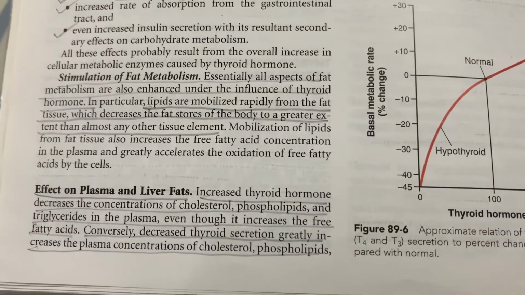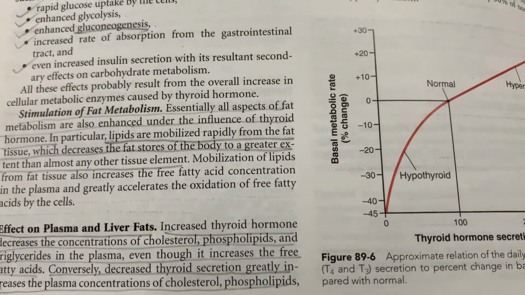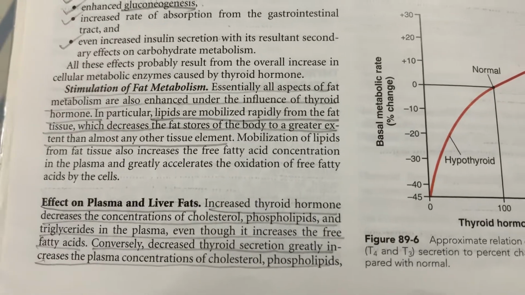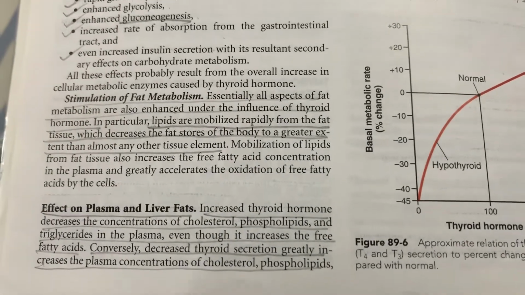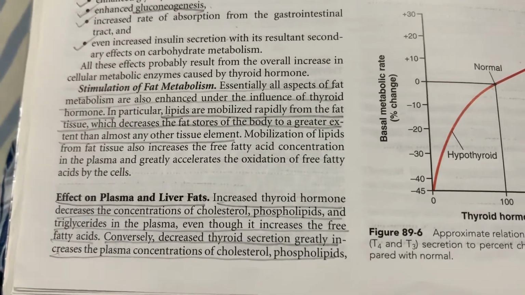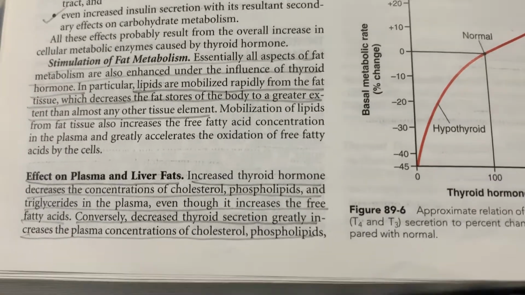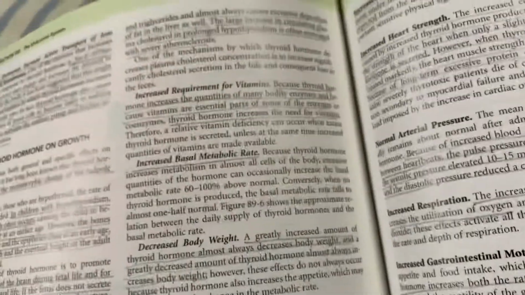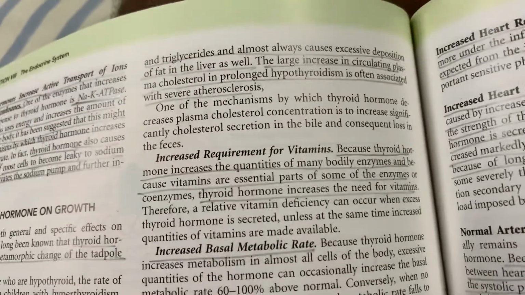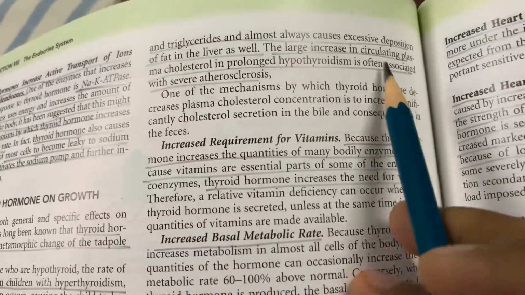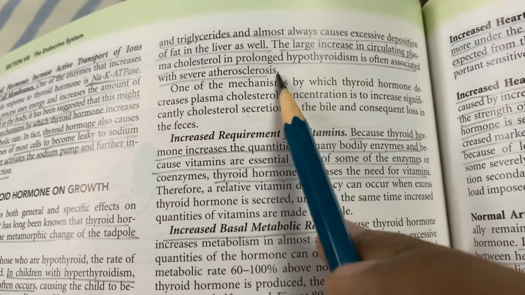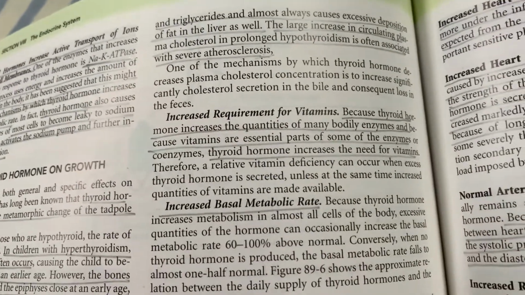And then the effect on plasma and liver fats. So increased thyroid hormone decreases the concentration of cholesterol, phospholipids and triglycerides in the plasma, even though it increases the free fatty acids, okay? And the converse happens in hypothyroidism. So that is why hypothyroidism is often associated with severe atherosclerosis, because there is no mobilization of the fatty acids.